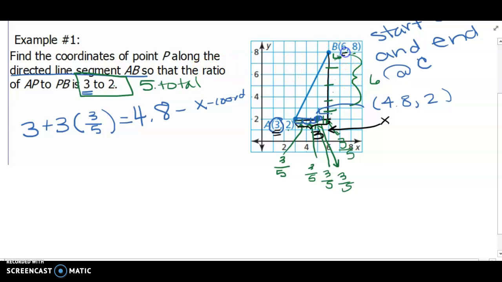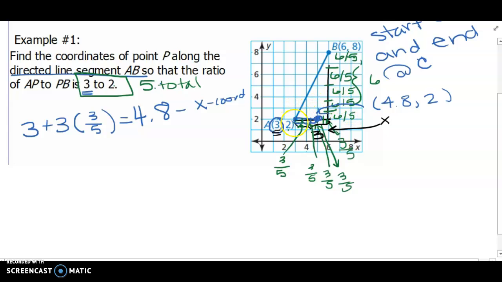Well, 6 divided by 5. Sorry, I screwed that up. 6 divided by 5. So 6 units divided equally into 5 groups. 6 divided by 5, 6 divided by 5, 6 divided by 5, and 6 divided by 5.